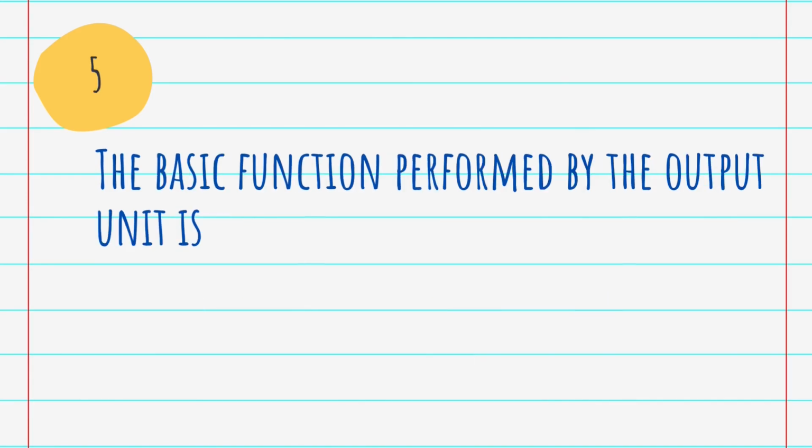Okay. Question number 5. The basic function performed by the output unit is to display the data to the users. Output units are any piece of computer hardware equipment used to communicate the results of data processing carried out by the computer. In simple terms, we can say output unit converts the electronically generated information into human readable form. For example, monitor, printer, plotter and speaker are some of the output devices.